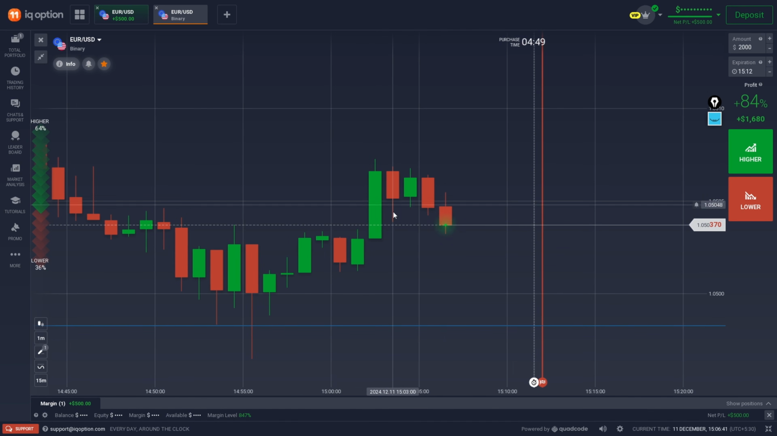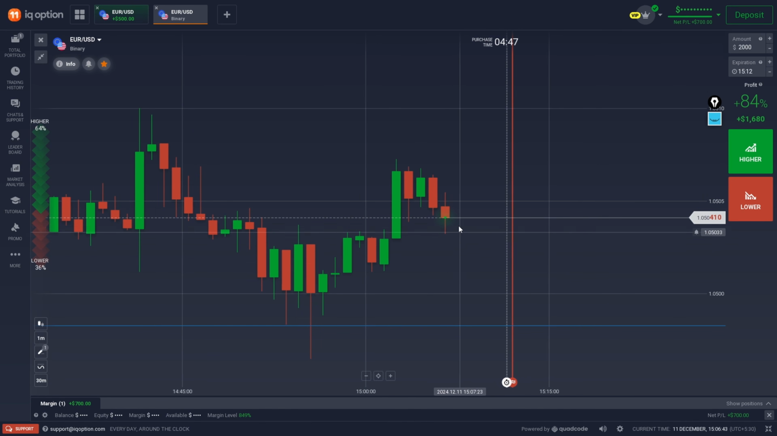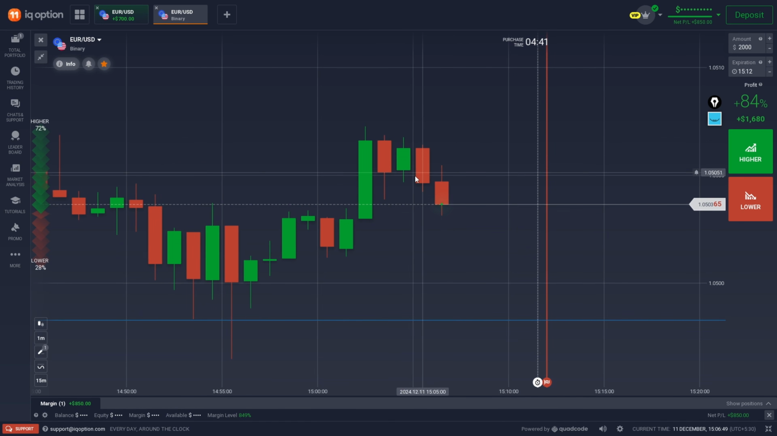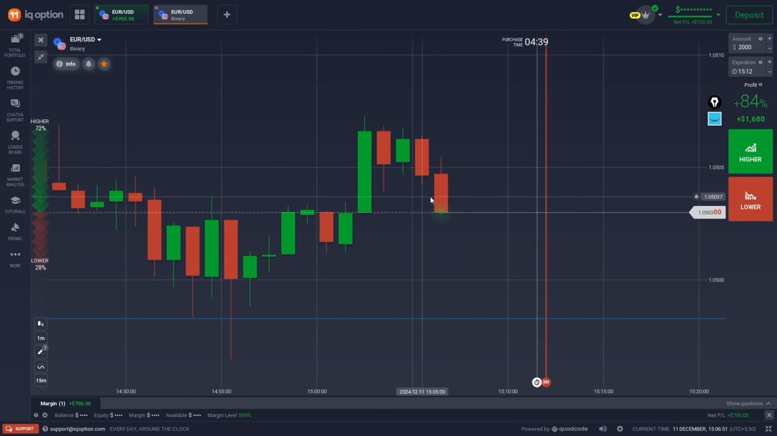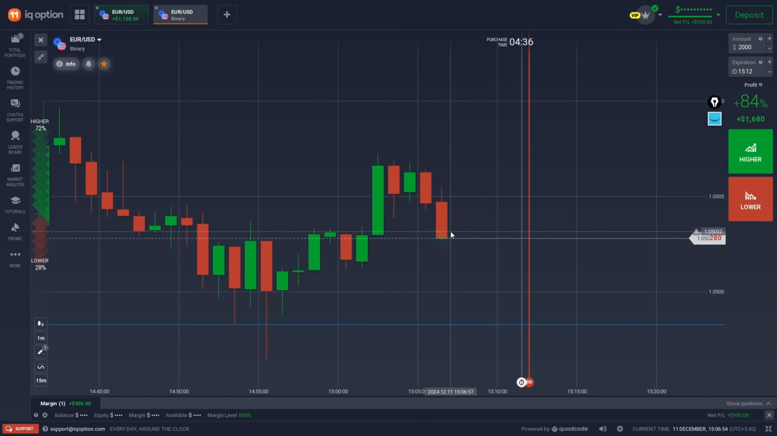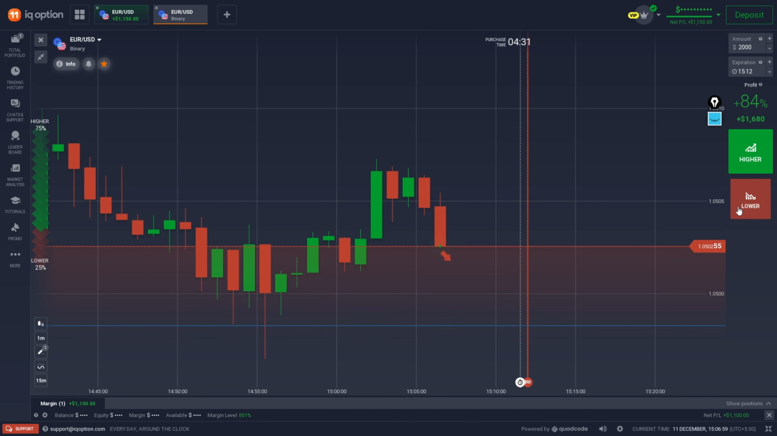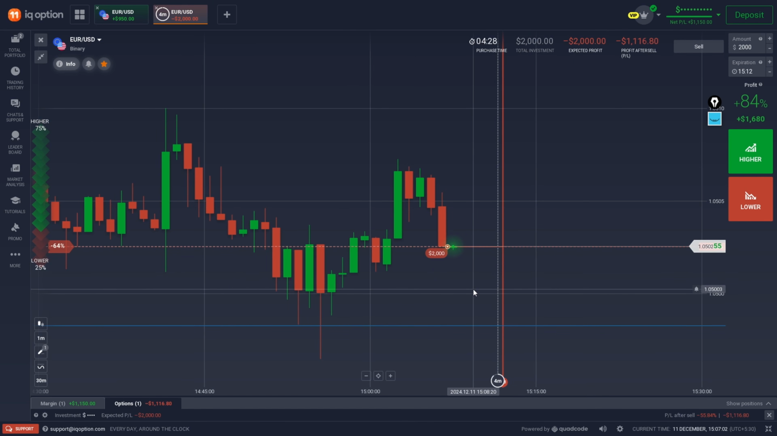Now this is a great opportunity to place a trade in the downward direction. We just have to wait for this candle to close below this recent support and we are good to go. And it looks like this candle is going to break this particular support level, and you can see in 5 seconds this candle is going to close. And so we have placed our trade. Now let's wait for the result.